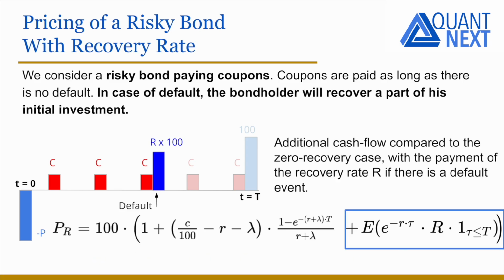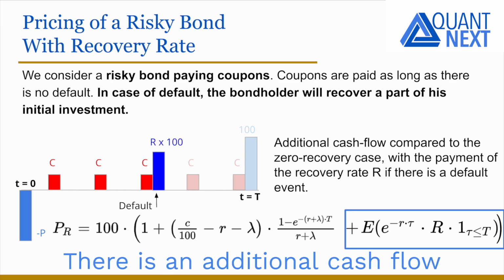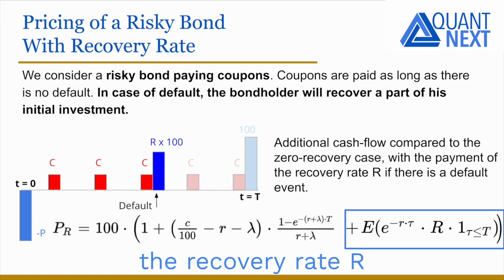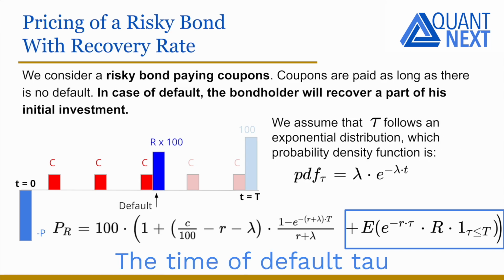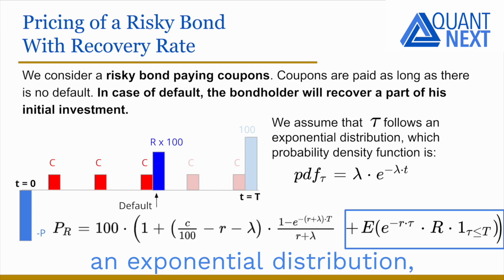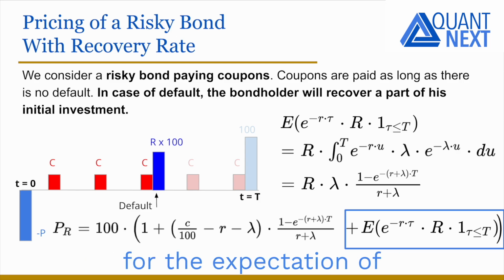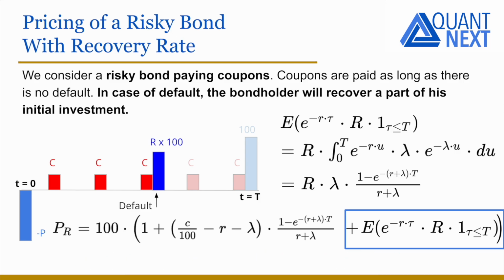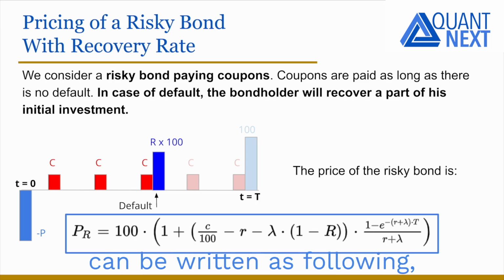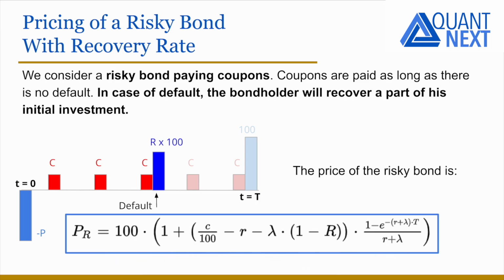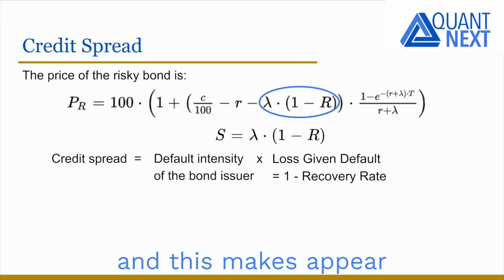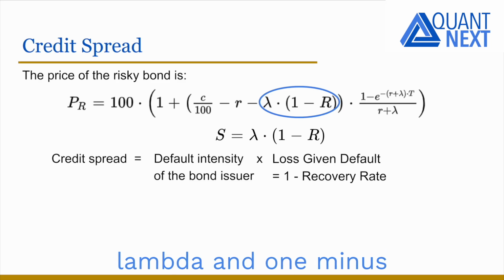investment. There is an additional cash flow with the payment of the recovery rate R in case of default. The time of default tau is assumed to follow an exponential distribution, and we obtain this expression for the expectation of this additional cash flow. The price of the risky bond can be written as following, and this makes appear the credit spread, product of the default intensity lambda and 1 minus the recovery rate R.